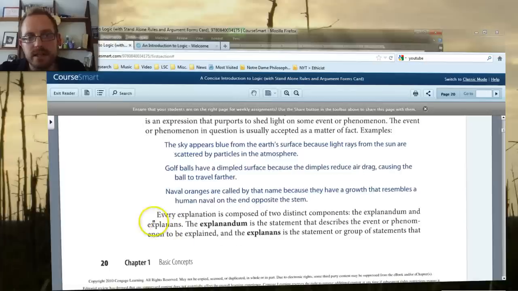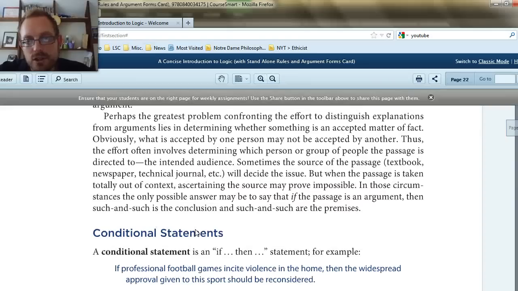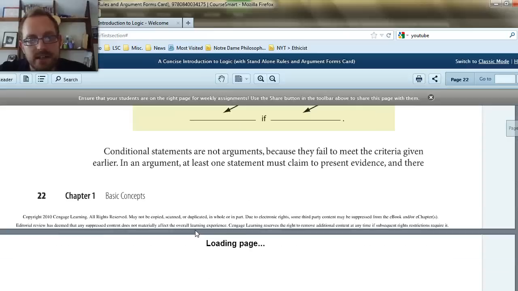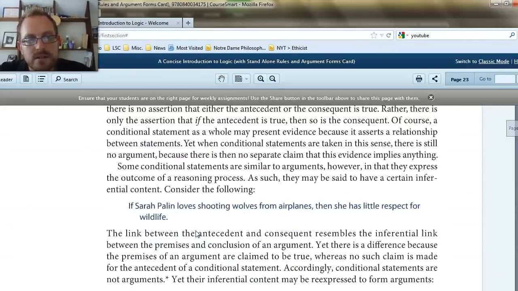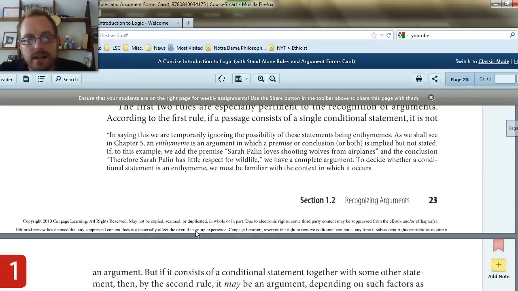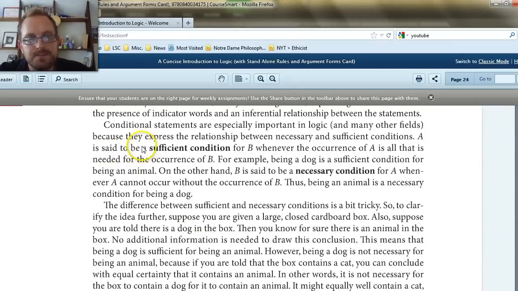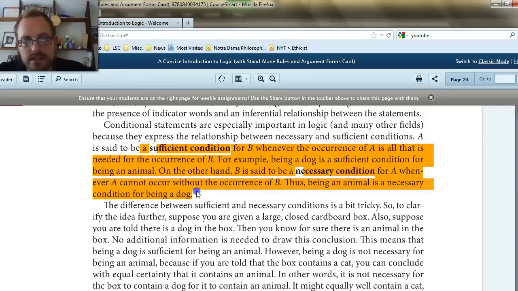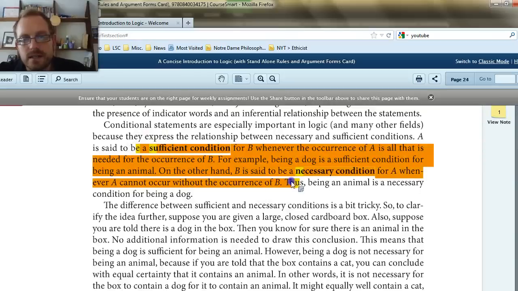Let me jump to the textbook here and give you the explanation that Hurley gives, because I think he lays it out fairly nicely. Okay, let's see, this loads. Okay, so here we go. Take a look at this. Let's highlight this.